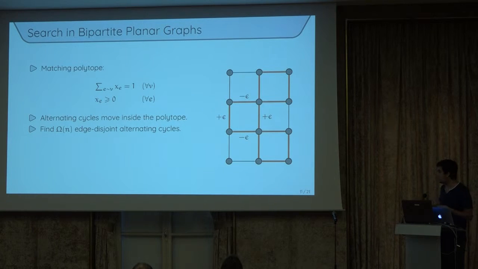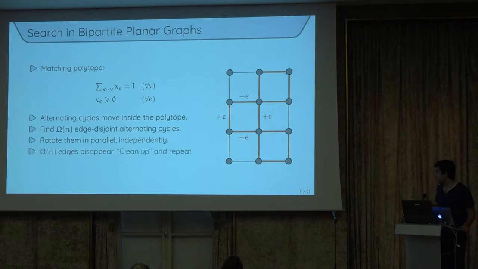So Mahajan and Varadarajan basically use the insight that you can actually do this in parallel for many, many cycles. If you have a planar graph, you can find roughly Ω(n) edge-disjoint cycles. There are some caveats. You can do this operation in parallel for all of these cycles, and you basically remove one edge from each cycle. You clean up the graph in some sense, and then you repeat. So in logarithmically many steps, this algorithm basically finds a perfect matching.